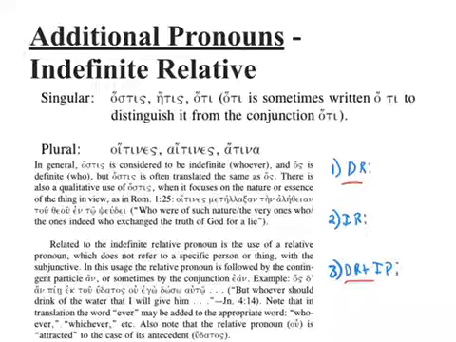Indirect? No. I should have written this out. Related to the indefinite relative pronoun is the use of the relative pronoun, which does not refer to a specific person or thing, with the subjunctive.